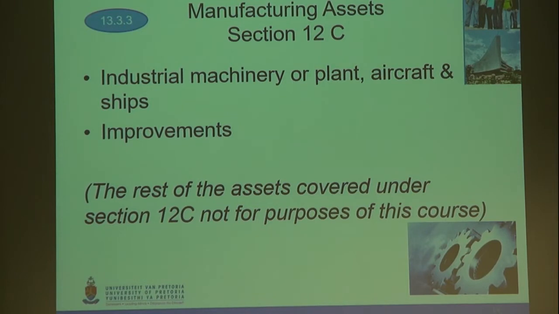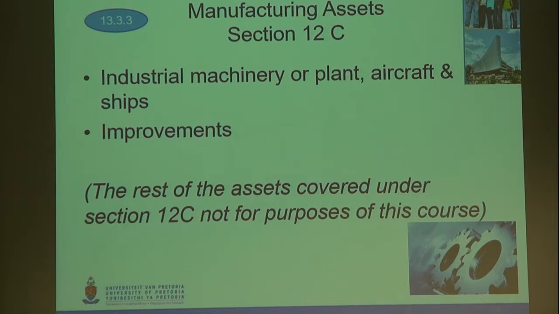Now, why do you think government would want to let people write off manufacturing assets quicker? Is manufacturing important to our economy? Definitely. The more people manufacture things locally, the better it is for our economy. More jobs. We don't really want to import things into our country. We're in a much better situation if we are manufacturing our own products. So to encourage manufacturers, this section gives them a very quick allowance. The assets are written off very quickly.